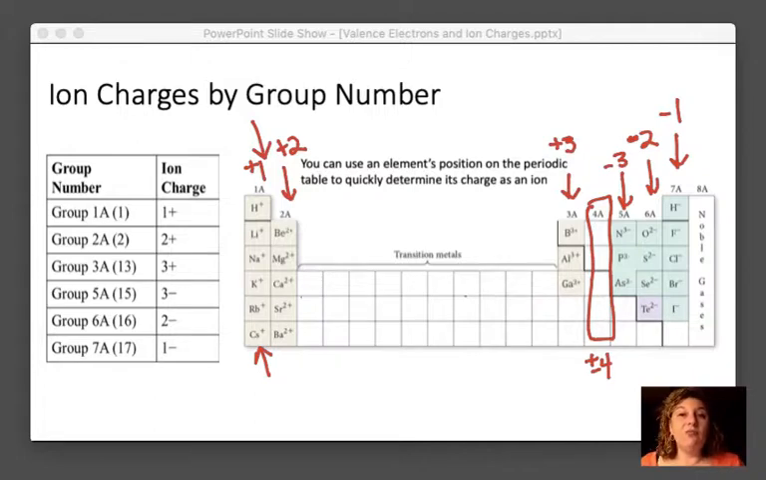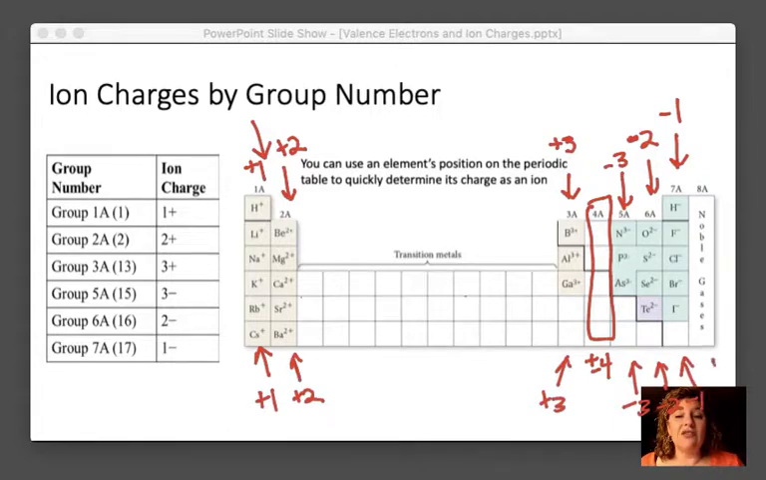So you should label your periodic table like this, that group 1A is going to have +1s, and group 2A is going to have +2s, and group 3 is going to have +3s. And then it goes -3, -2, -1.